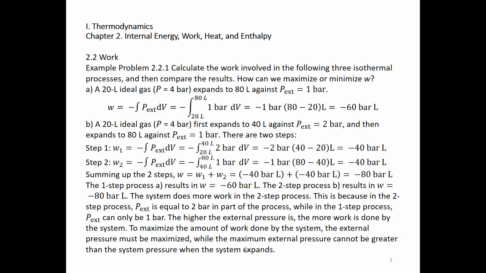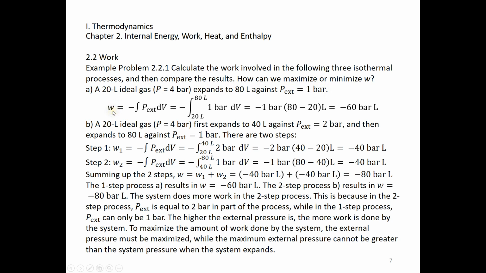Now let's look at several numerical examples to see how expansion work can be calculated. Example problem 2.2.1. Calculate the work involved in the following 3 isothermal processes, and then compare the results. A follow-up question is, how can we maximize or minimize work? Now let's look at A. A 20-liter ideal gas with 4 bar pressure expands to 80 liters against an external pressure of 1 bar. So if the gas expands against 1 bar, in the end the system pressure will drop from 4 bars to 1 bar. 1 bar is going to be the final pressure of the system.